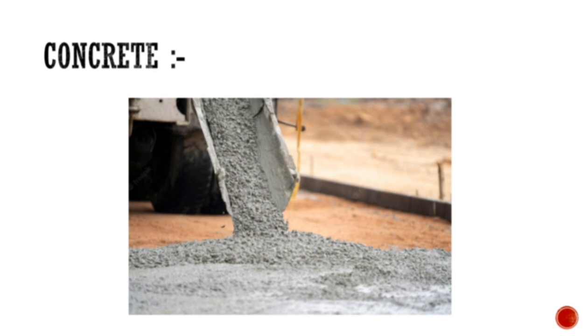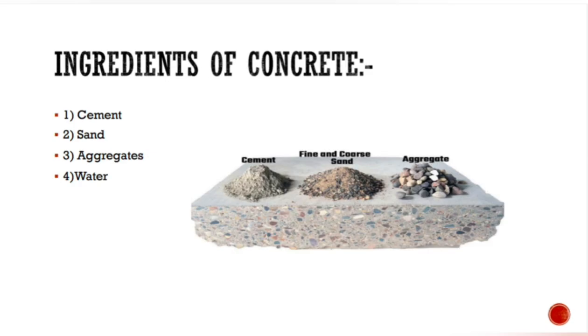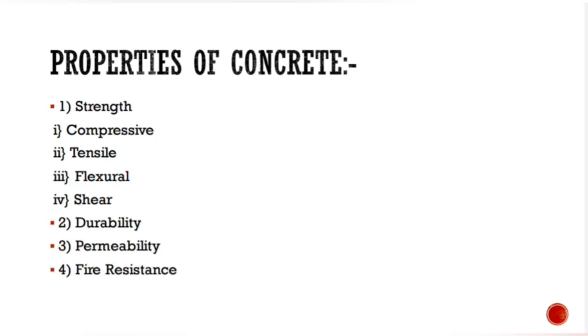Today we will be discussing concrete. What is concrete? The mixture of cement, sand and aggregate with water is known as concrete. Concrete is used for the casting of slab, column, footing, etc. Ingredients of concrete: cement, sand, aggregate, water.